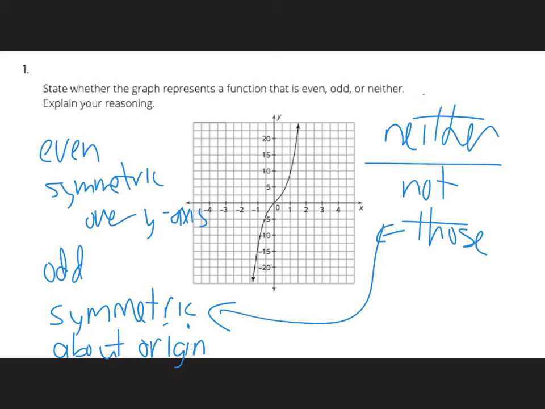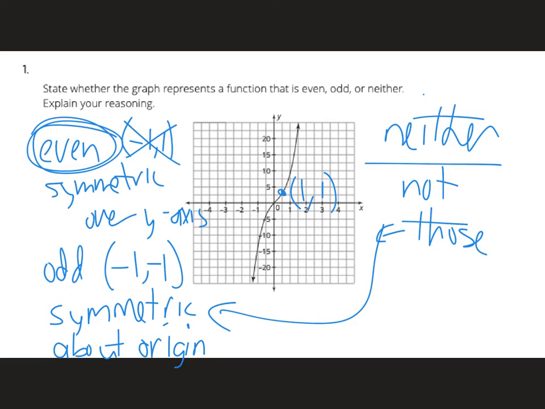So if I looked at this graph, if I picked this point right here, this point is 1, 1. If my function were even, I would need to have the point negative 1, 1. I do not. If my function were odd, I would need to have the point negative 1, negative 1. Oh, it's not 1, 1, I'm sorry. Check out that scale, Mr. Butterworth. What are you doing? That's 1, 2.5. So I need to have a negative 1, 2.5, which I still don't have. And then a negative 1, negative 2.5, which it doesn't look like I have.